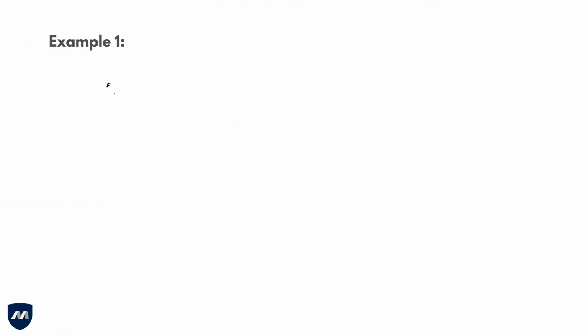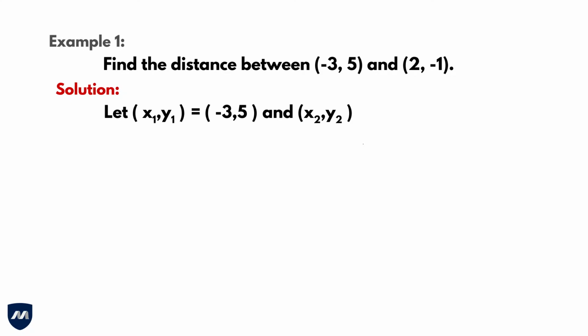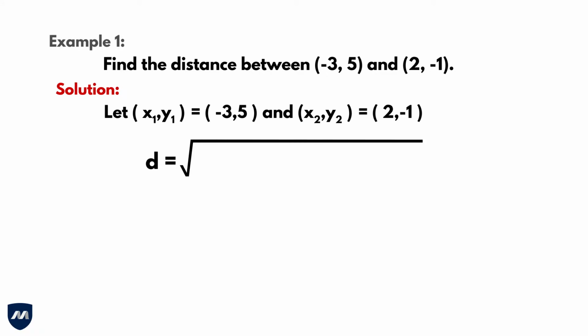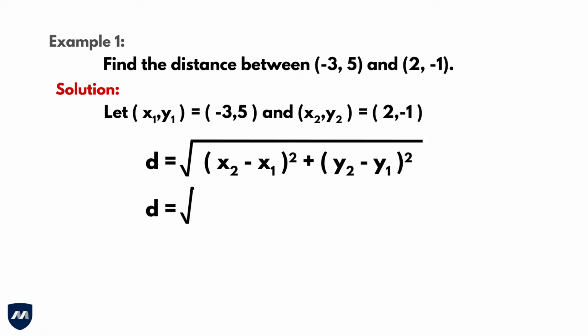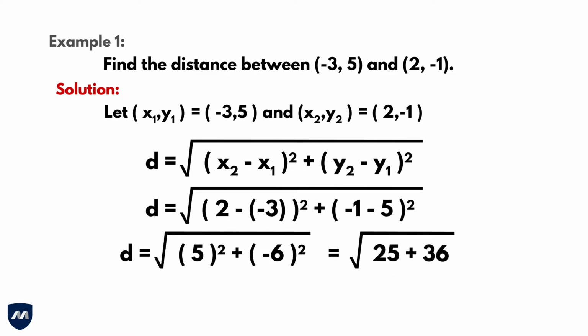Example 1. Find the distance between (-3, 5) and (2, -1). Solution: let (x1, y1) be (-3, 5), and (x2, y2) be (2, -1). d is equal to the square root of 61. Note that we can interchange the values of (x1, y1) and (x2, y2) and still obtain the same distance. Pause the video and try solving the distance when these values are interchanged.